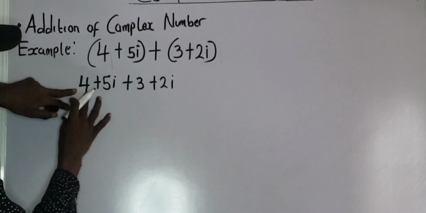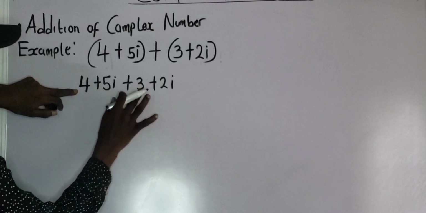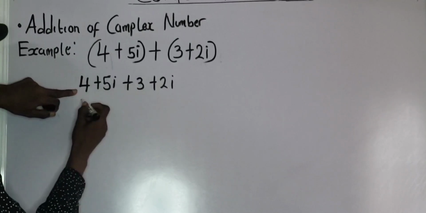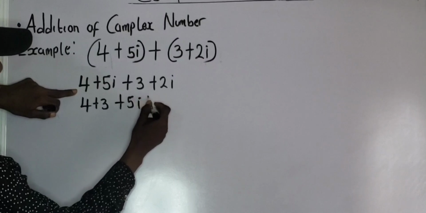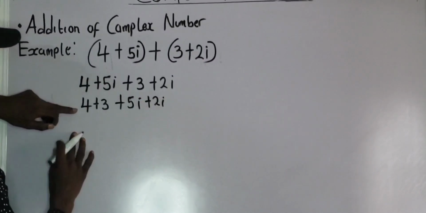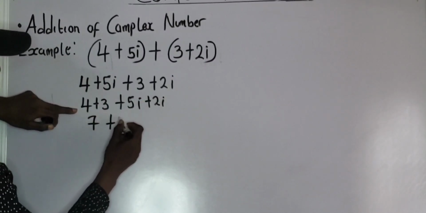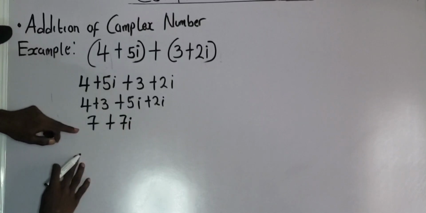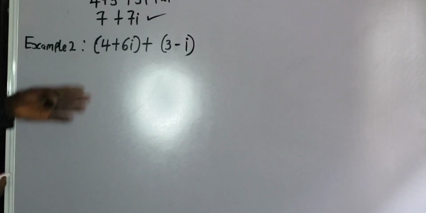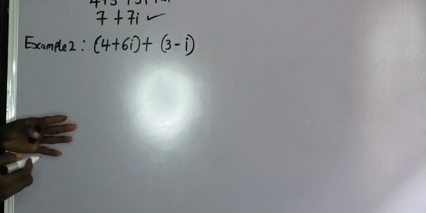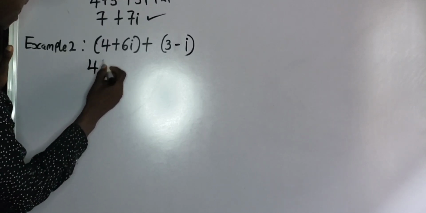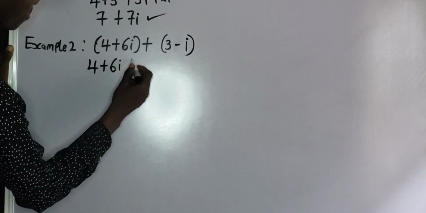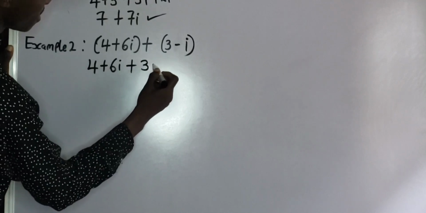You can see that this does not have an imaginary unit and this does not have an imaginary unit. So I'm going to have 4 plus 3 plus 5i plus 2i. So for this, I'm going to have 7 plus 7i. Do you understand? So, okay, let's attempt this. We just have to open the bracket and collect the like terms. Okay, so I'm going to have 4 plus 6i plus 3 minus i.